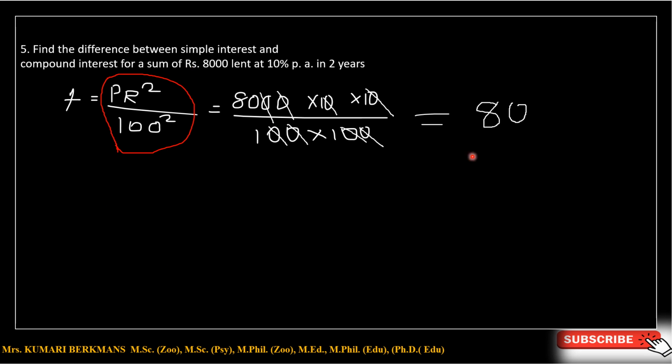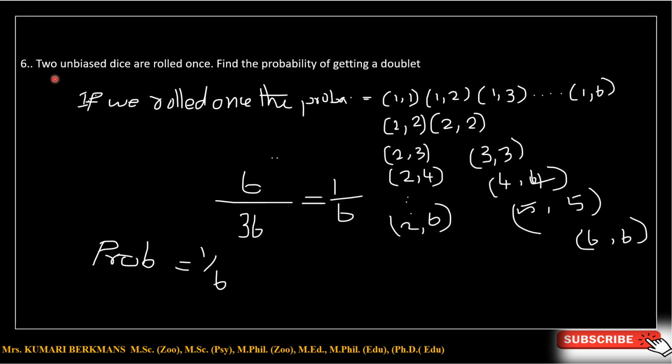Okay, so this is the answer. Answer is 80. So what is the formula for this? PR squared by 100 squared. P is the principal amount, it is 8,000, we have written here. R is interest, that is 10%. 10% interest, so 10 R square, so 10 into 10 we have written. This is 100 square, 100 into 100. So if we strike all those things, we will get the answer. It is 80. So rupees 80 is the difference between the simple interest and the compound interest.